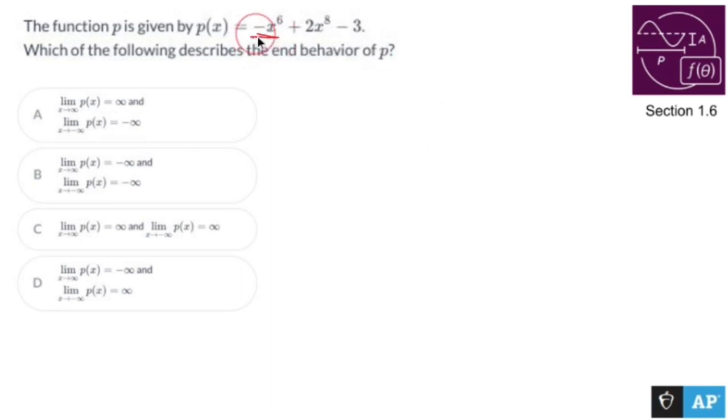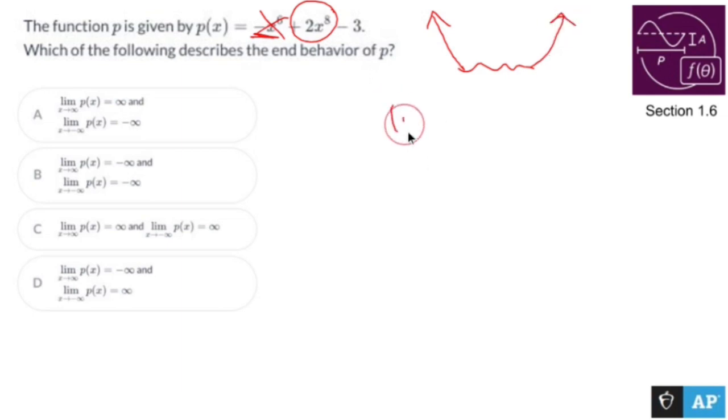If you're looking at negative x to the 6th and thinking, that is a negative function, x to the 6th, you're doing it wrong, because that's not the leading term. You are the leading term. And since this is a positive x to the 8th, it's an even degree. You are going to start at the top, a bunch of stuff happens, and then you end at the top as well.